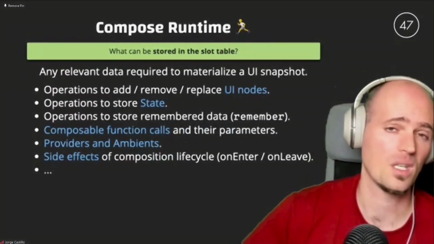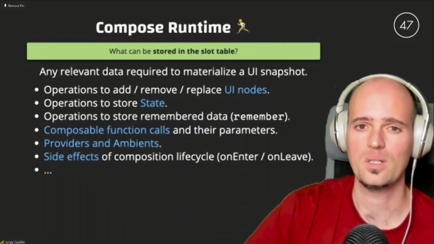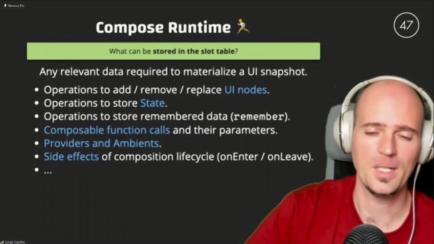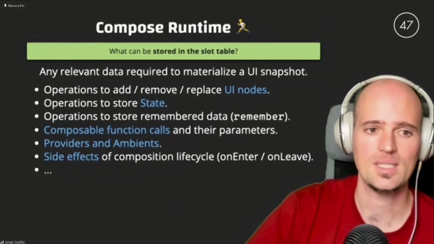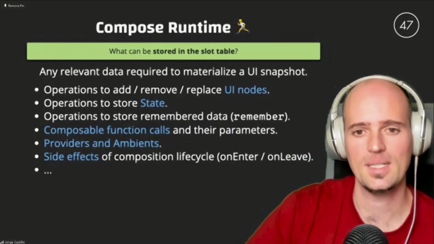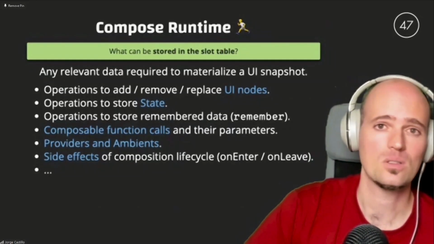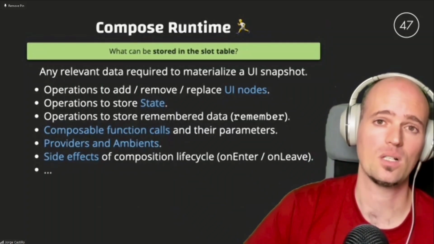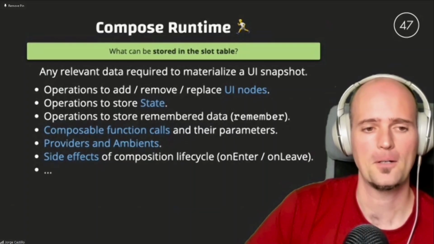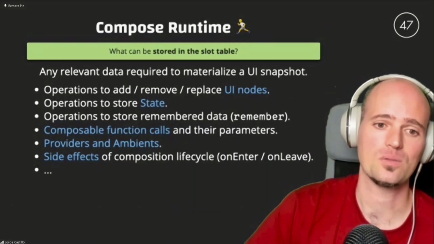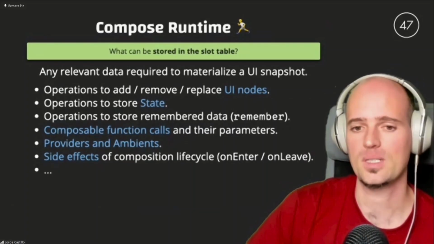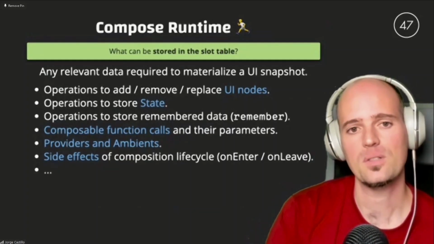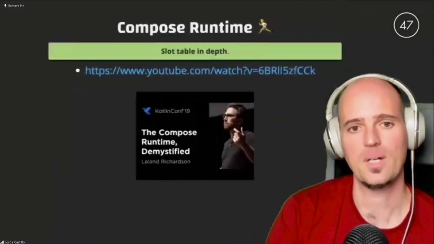So some examples of the things we can find stored in the slot table or recorded as changes can be operations to add or remove or replace UI nodes, operations to store state, operations to store remembered data, composable function calls and all their parameters, also providers and ambients, because those are also composable functions, and even side effects of the composition lifecycle, right? The ones that observe events like on enter or leave. So yeah, there are many different types of nodes we can find in the slot table.